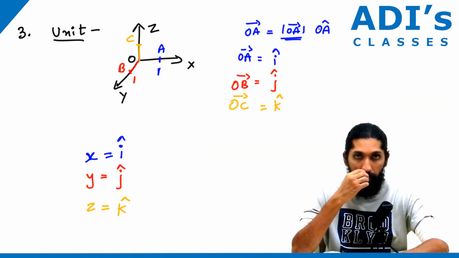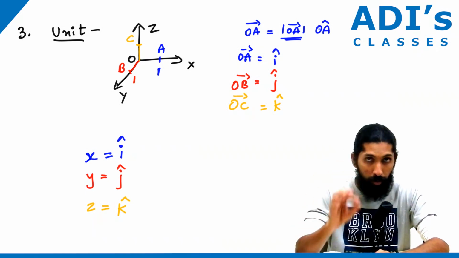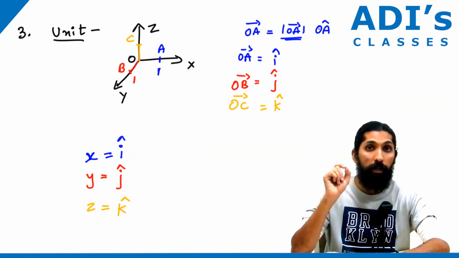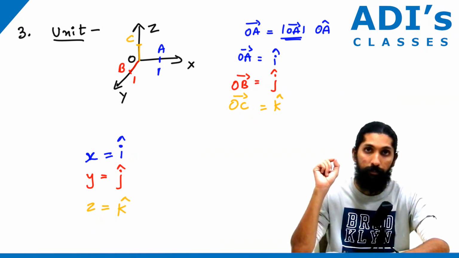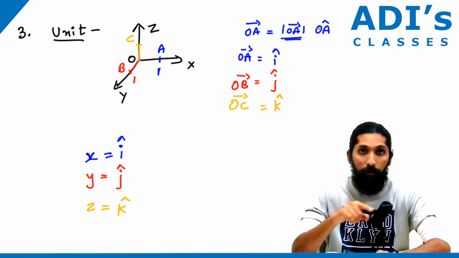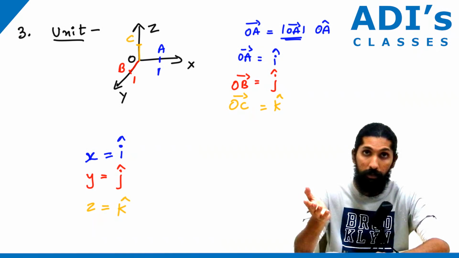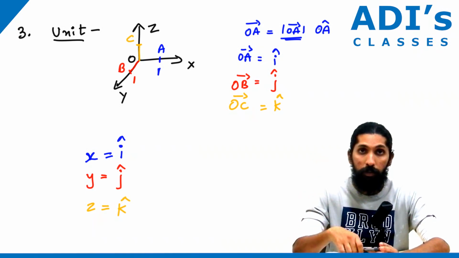Clear? So, these are what we call as unit vectors. Unit vectors have a magnitude of 1, but they move along a particular direction of a vector. But specifically for the x-axis, y-axis and z-axis, we have a name for it, which is ijk. Clear? So these are what we call as unit vectors.